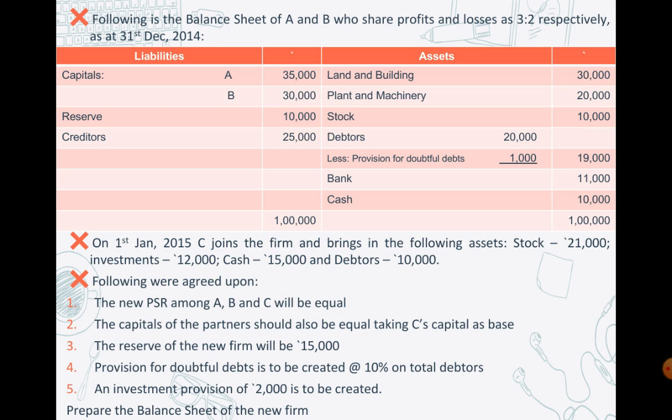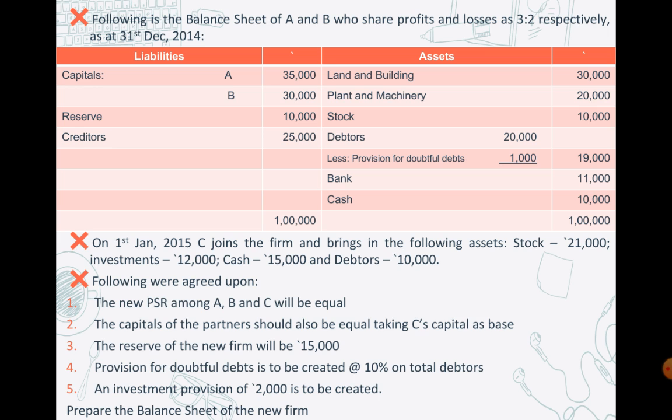And in the additional information, it was given to us that on 1st of January 2015, C joins the firm and brings in the following assets. He has stock, rupees 21,000, investments, rupees 12,000, cash, rupees 15,000, and debtors, rupees 10,000. Following were agreed upon. Number 1, the new profit sharing ratio among A, B, and C will be equal. Number 2, the capitals of the partners should also be equal, taking C's capital as base.